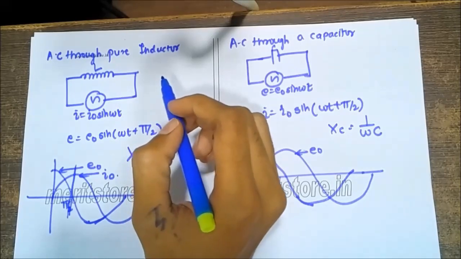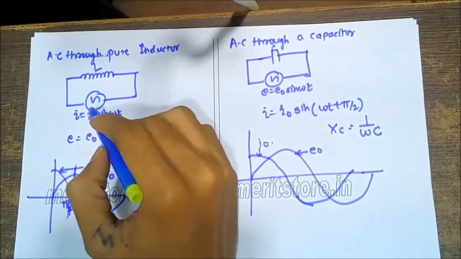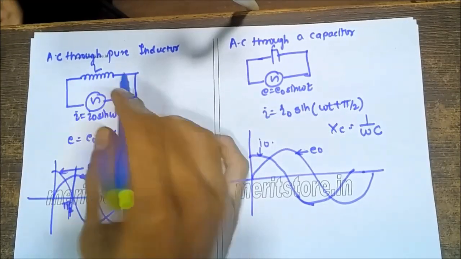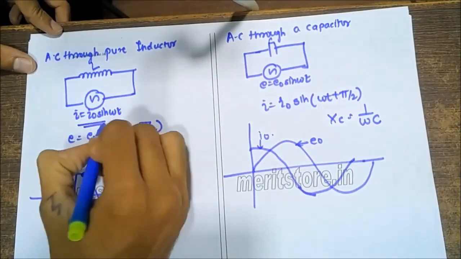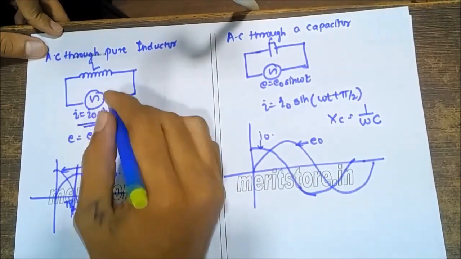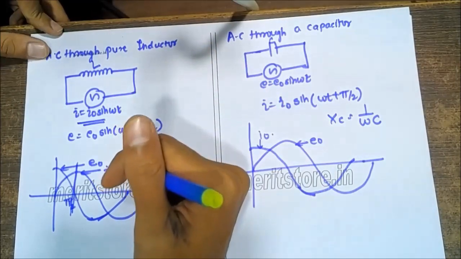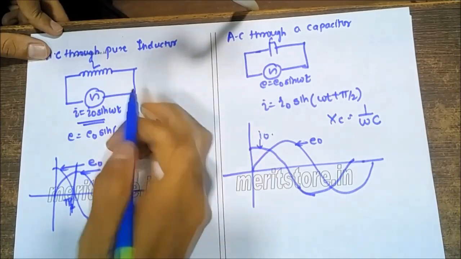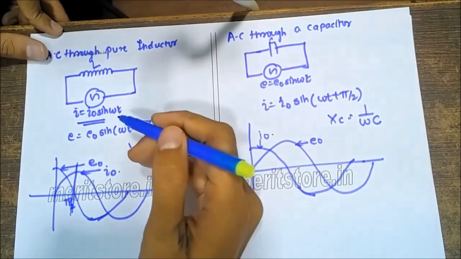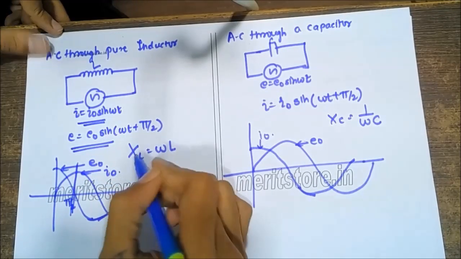In such a circuit, we have an inductor connected to an alternating EMF, and I = I0 sin ωt is the current flowing through this inductor. As a result of opposition, the inductor produces a back EMF. Using Kirchhoff's law, the EMF generated plus the back EMF will give zero. On solving that, we get the EMF to be E = E0 sin(ωt + π/2).